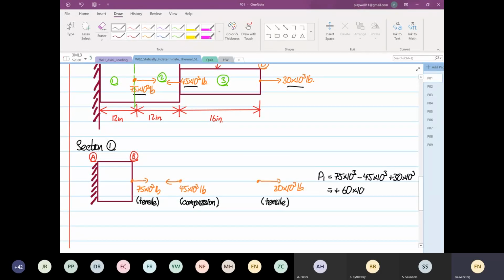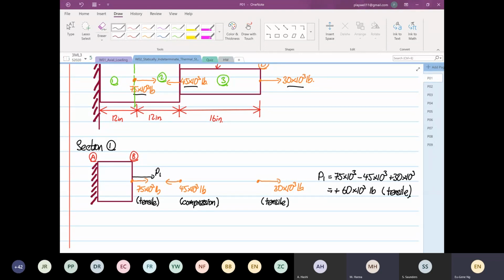Times 10 to the power 3 pounds, and it's going to be tensile. Okay, that's what we know. So any question for section 1? Everyone okay? Right. Sir, again, what's P1? P1 is the load applying on section 1. So basically this is your P1. Okay, so it is addition of everything.